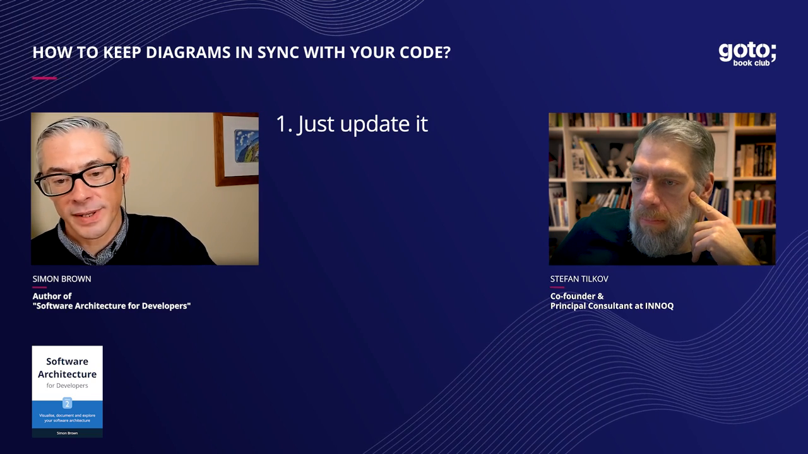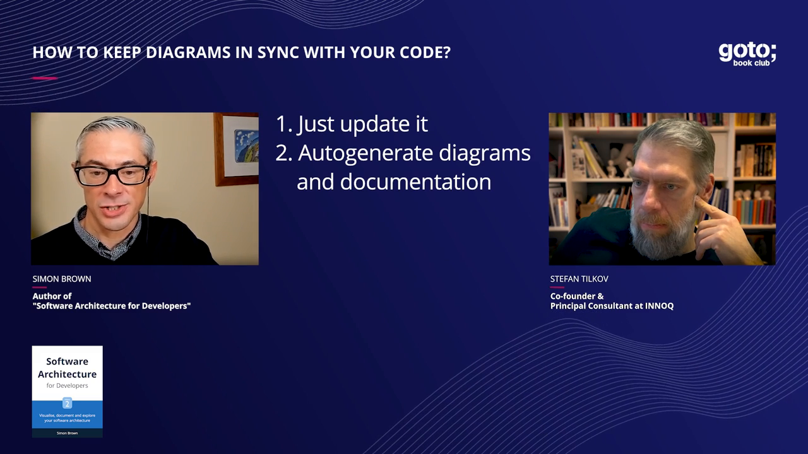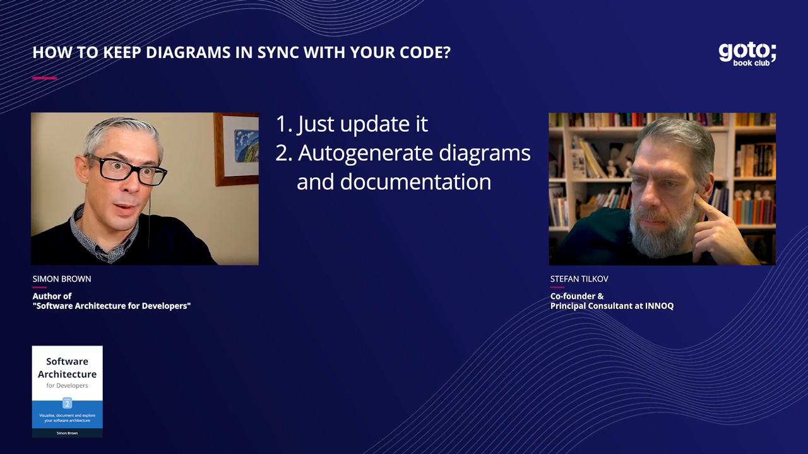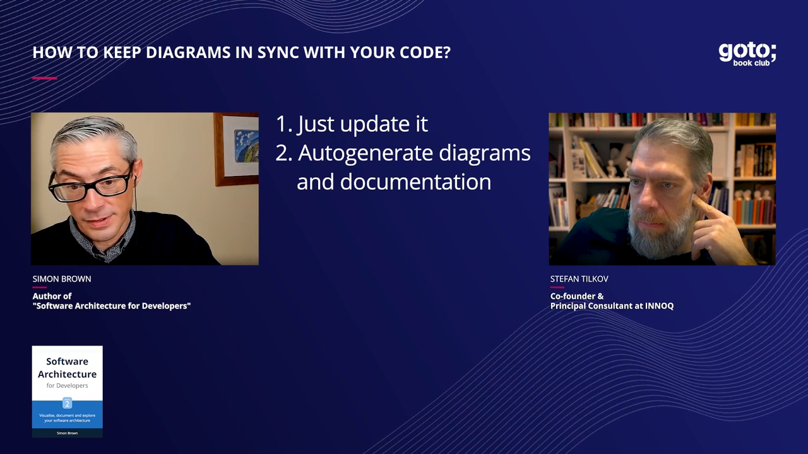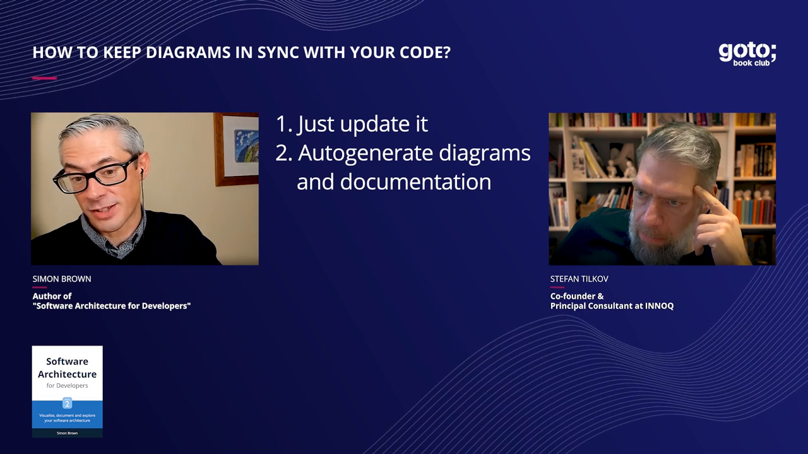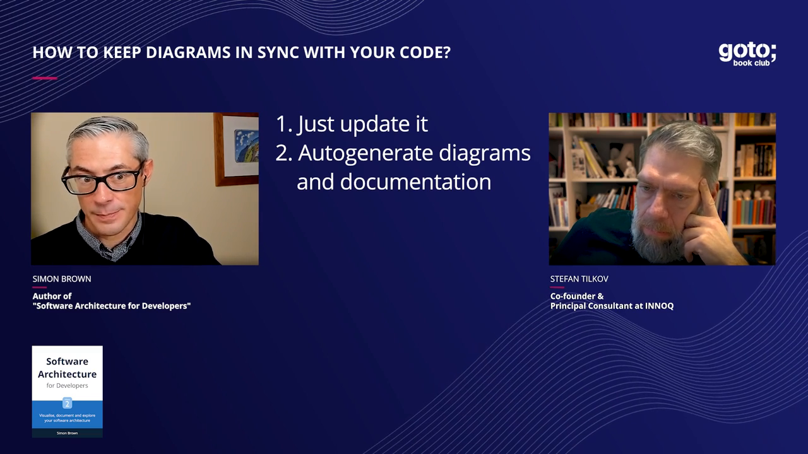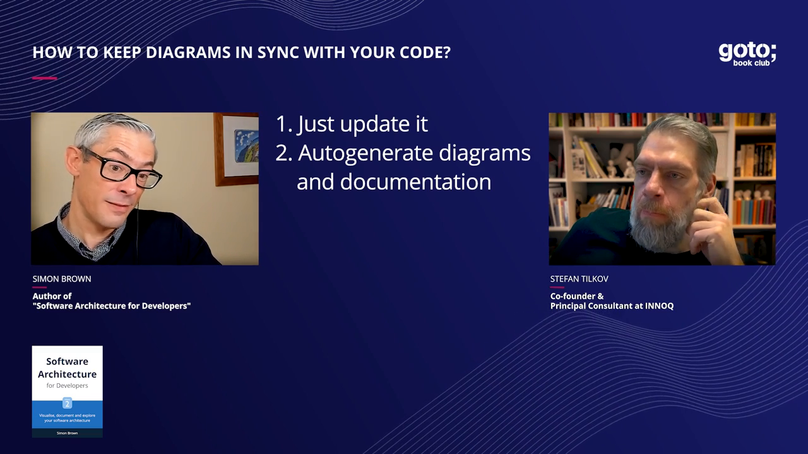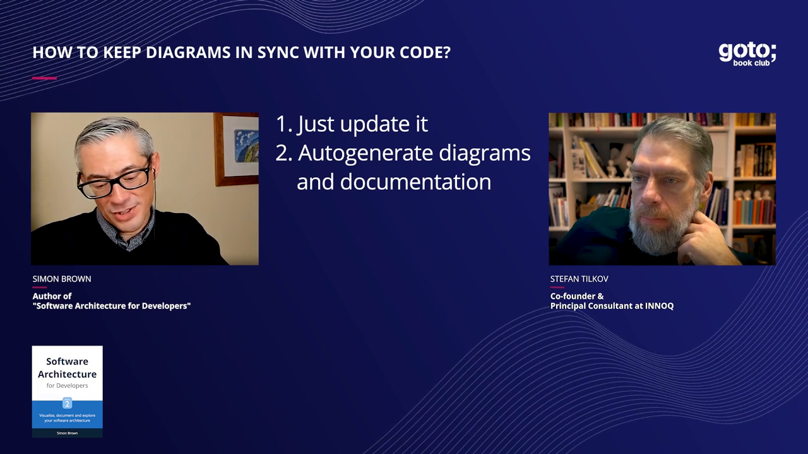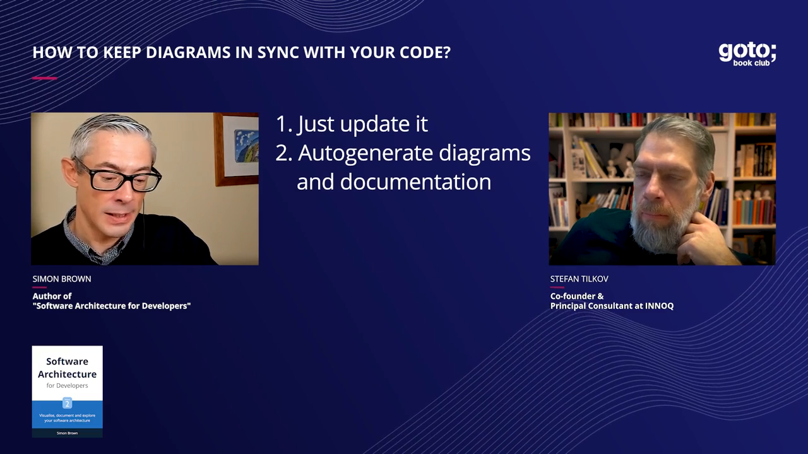Option two is much more complicated, and that's to auto-generate the diagrams and documentation of the thing we're actually building. That thing could be the code itself. We could auto-generate diagrams of the code, or of build scripts or infrastructure provisioning scripts, or maybe the live infrastructure, or things like distributed logging and tracing. So you've got a bunch of different inputs you can use to potentially automate and auto-generate diagrams.